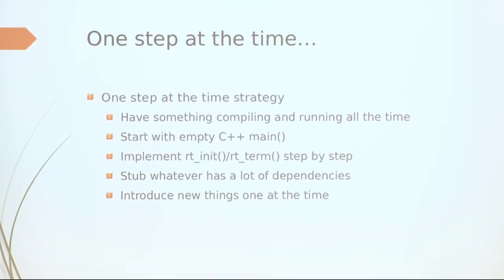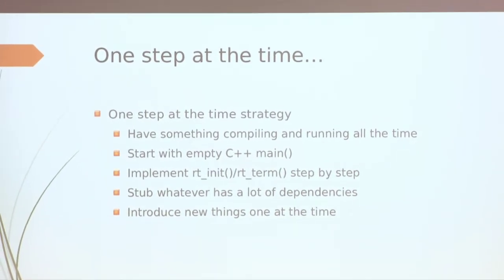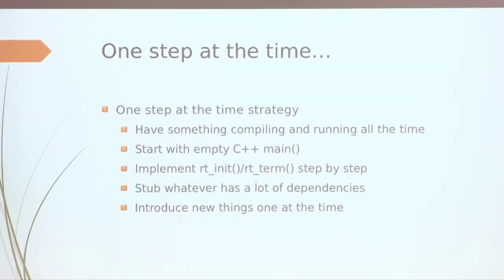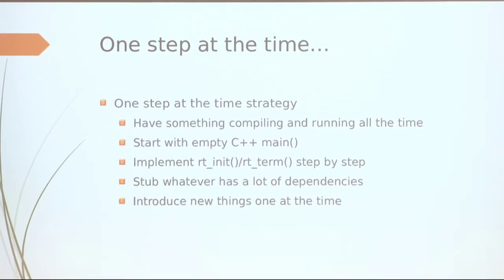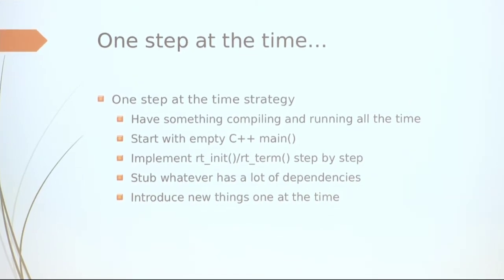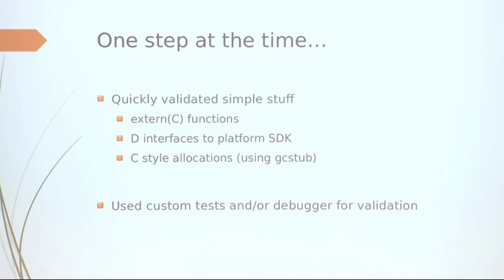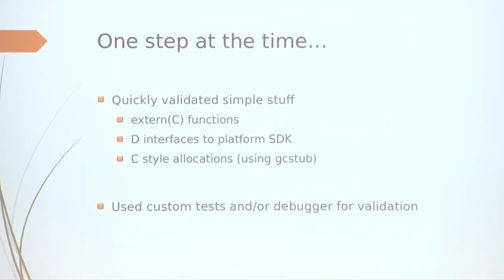This time I decided to have something compiling and running all the time. As the D runtime can be initialized from C++ code by calling rt_init, I decided to take this approach and started with empty rt_init and rt_terminate, and added gradually the content from the original versions. I was quickly able to confirm that the extern C functions work, and started to manually test the interfaces to the platform SDK I have written. And I had working mutexes in no time.